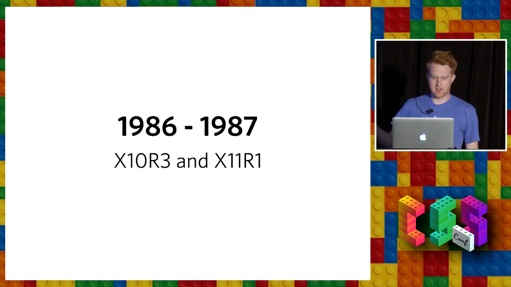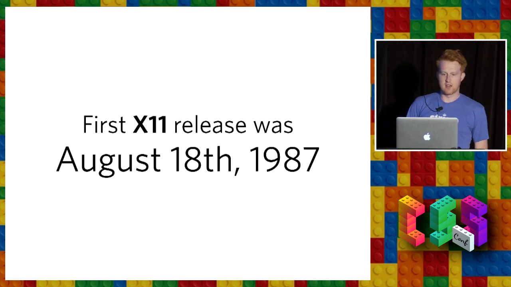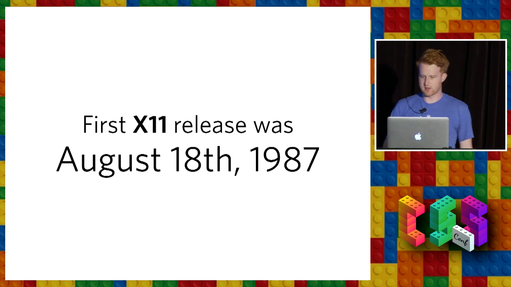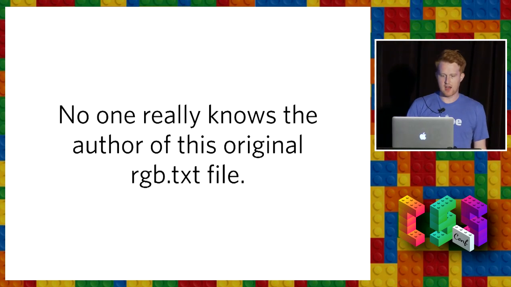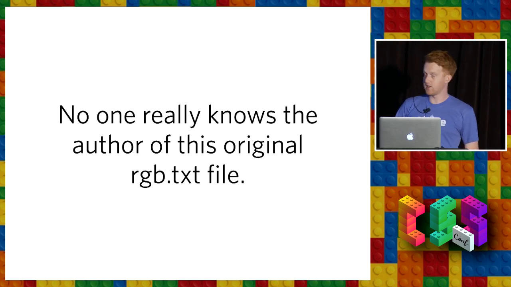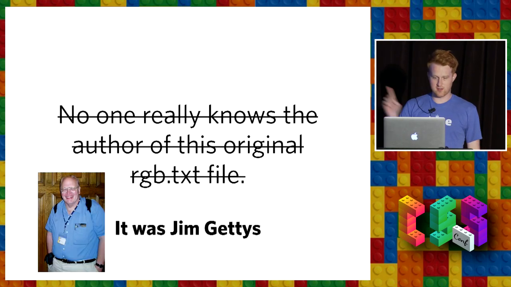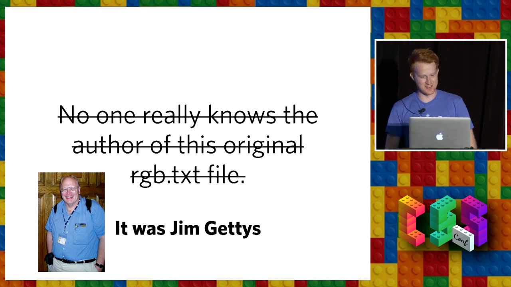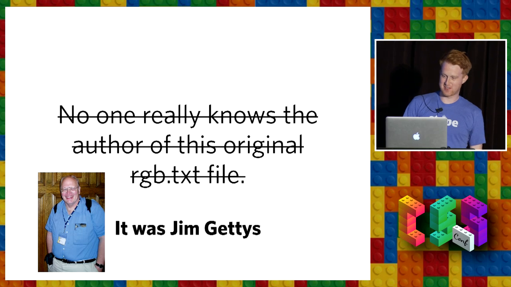It's not as catchy. So 1987 was actually the first release. August 18th, 1987. I think I was 2 months old at the time. There were 69 colors in RGB.txt. And when I first wrote the slides for this, no one really knew the original author of the RGB.txt file. But since then, the X.org organization reached out to me and let me know that it was Jim Geddes. So thanks, X.org. Sweet fix for my presentation.